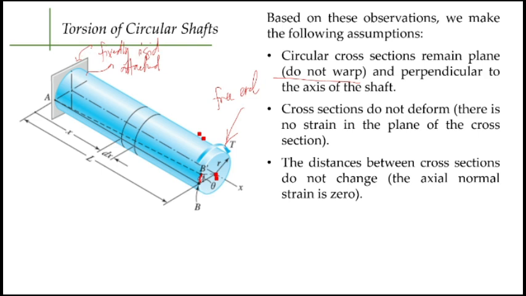Next, cross sections do not deform. There is no strain in the plane of the cross section. Again, when we talk about strain here, we always associate that with shortening or lengthening. Okay, so again, there is no strain. That is the assumption. And the distances between cross sections do not change.